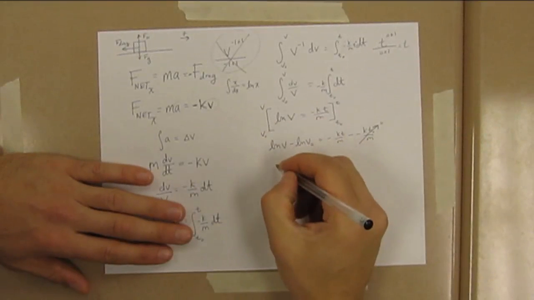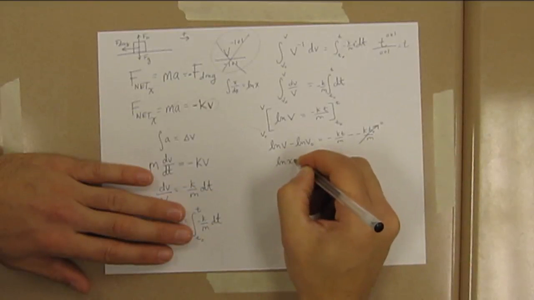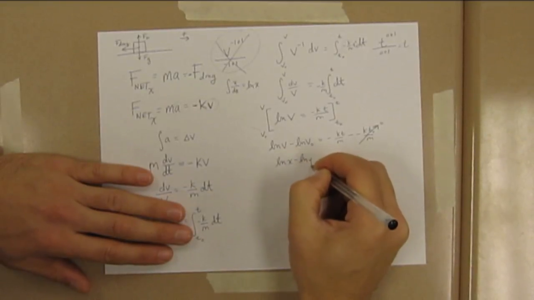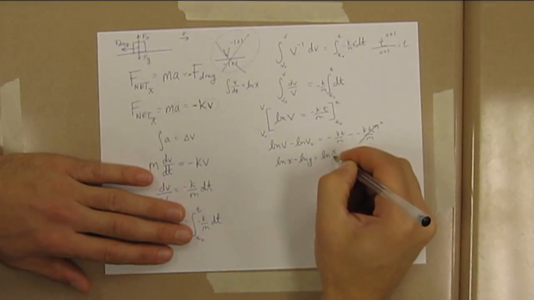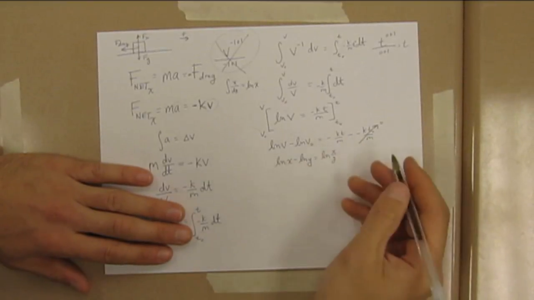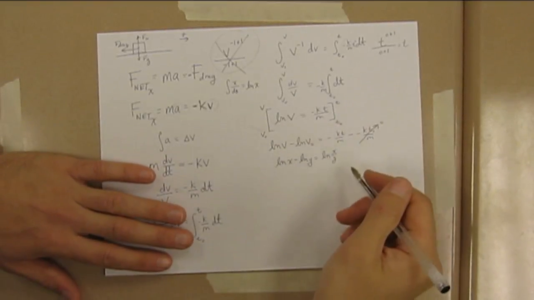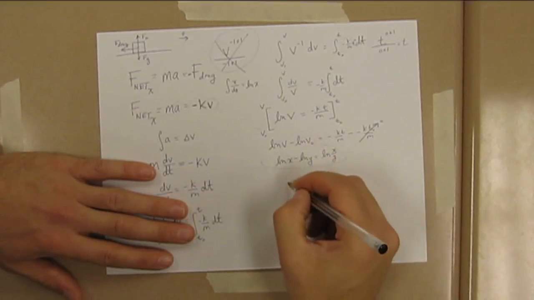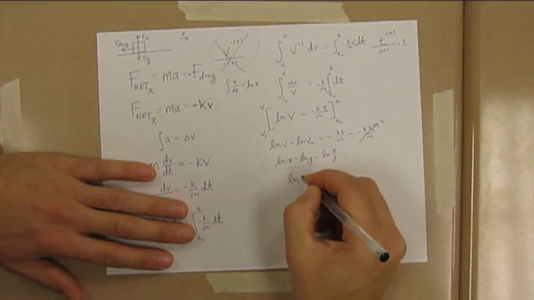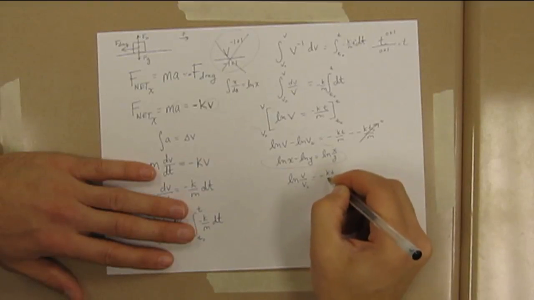Now, there's a thing in math that is like ln of x minus ln of y is equal to ln of x over y. That's just a math thing. I don't know what they call it, but it's something that you should know. So we can use that here so that we can make that into ln of v over v0 is equal to minus kt over m.